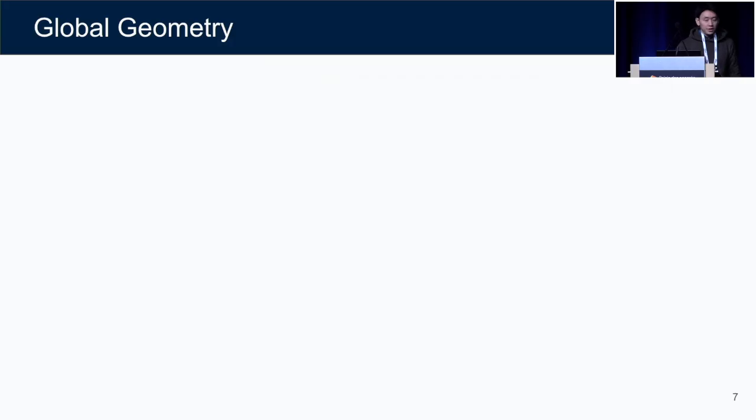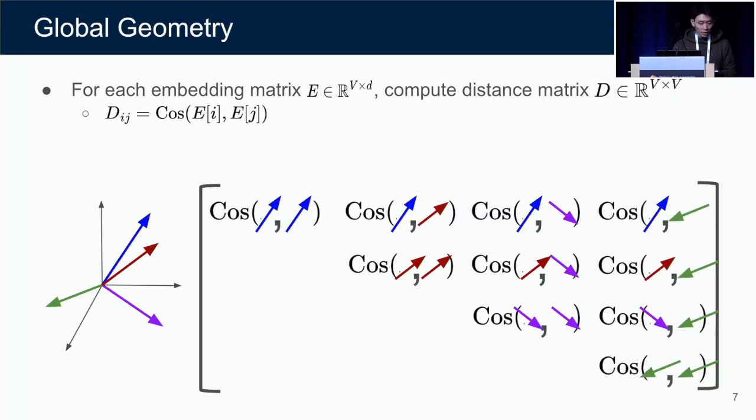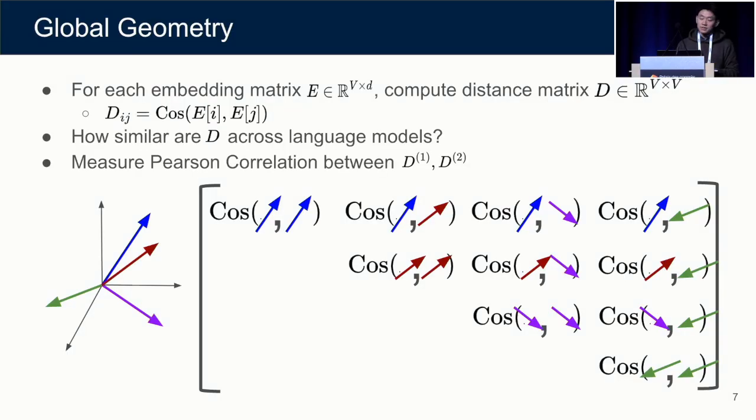So starting with global geometry, the idea here is very simple. We're going to take our token embeddings, and we're going to compute this distance matrix D, where each element here is just comparing the similarity of 2 token embeddings, just using cosine similarity scores. So something like this. And you can think of this D matrix as capturing the relative orientations of your embeddings amongst each other. And once you have this distance matrix for, say, 2 different language models, you can simply compare how similar they are using something as simple as Pearson correlations.